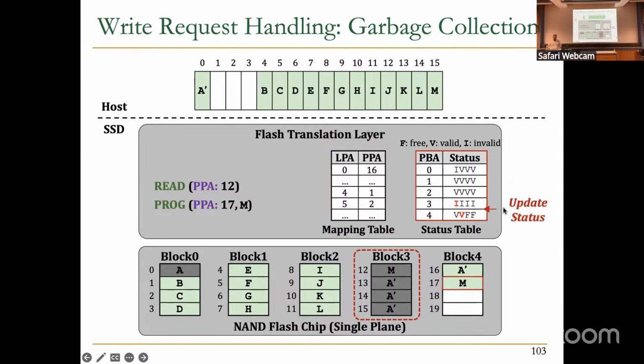Then we also need to update the status here. The block 3 status is now all invalid, and the status of block 4 is going to be valid, and then 2 free pages. We also need to update the mapping. Because now we write M to another location, we need to also update the mapping table.